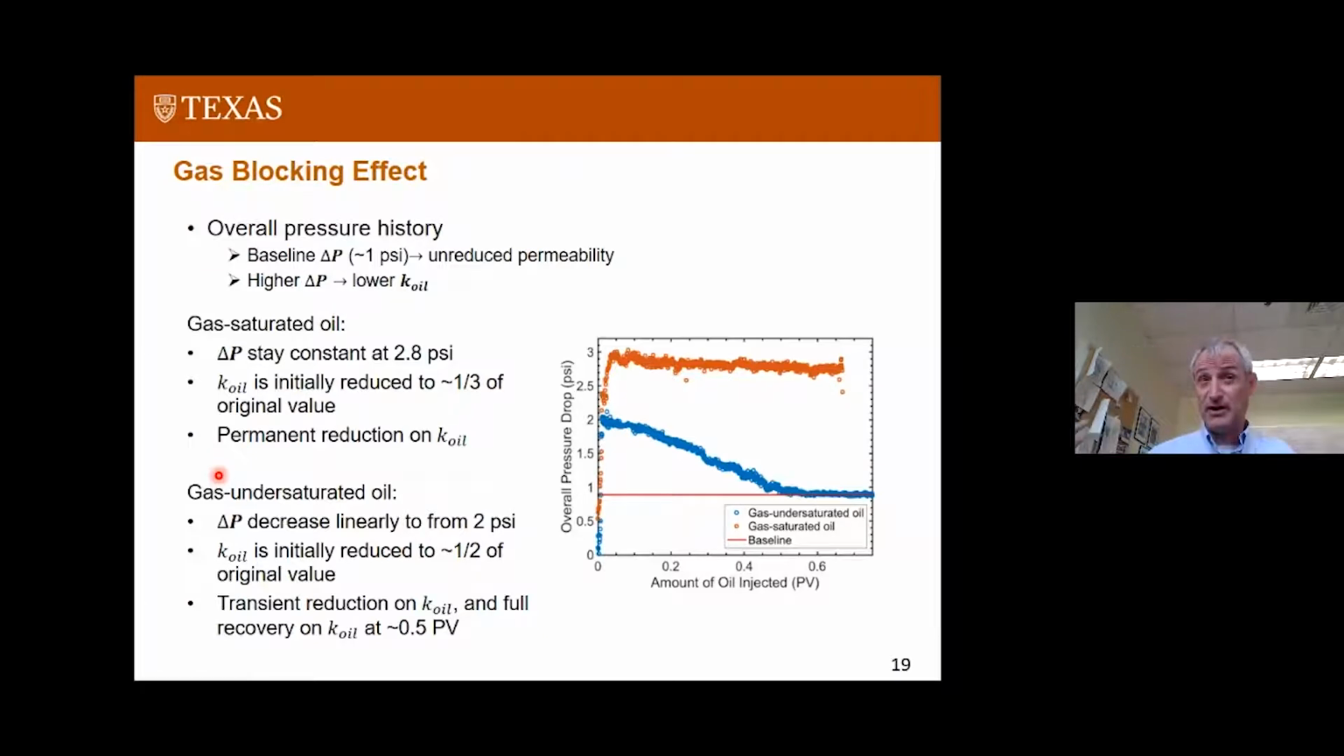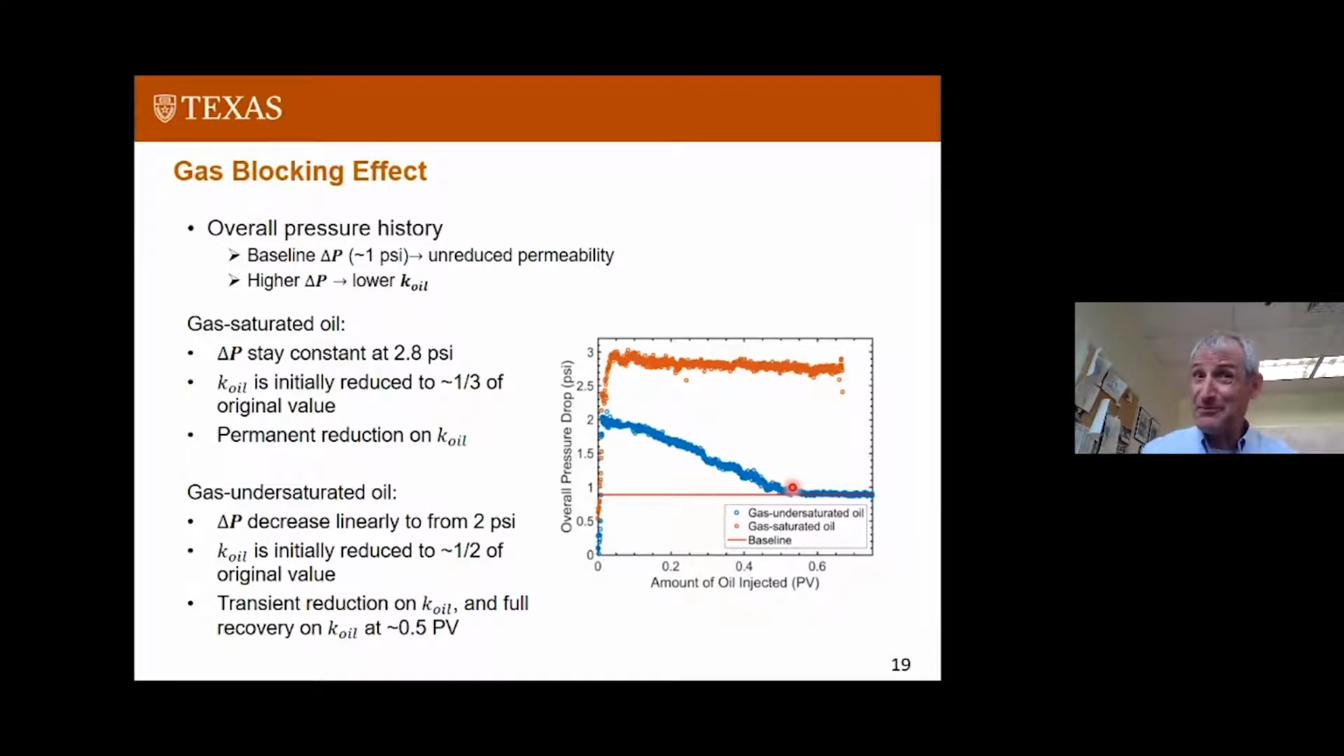So let's not only look at the saturations, let's look at the pressure drops. The burnt orange data here is for the gas saturated oil. This is the baseline pressure drop that we measured before we invade our core, and this is after we invaded with gas. So we still see this extra pressure drop caused by the gas. But with the gas undersaturated oil, we can see that with time, and at almost the same number of pore volumes as in the CT scanner, the pressure drop declines.